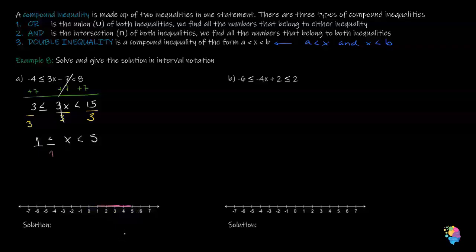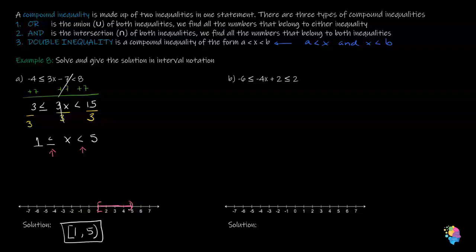Since I am including the 1, I place a square bracket on the 1. Since I am not including the 5, I place a parenthesis on the 5. And this becomes our solution. Remember, we read it from left to right. So our solution is between 1 and 5. I include 1, but I don't include 5. And that's the solution for 8a.